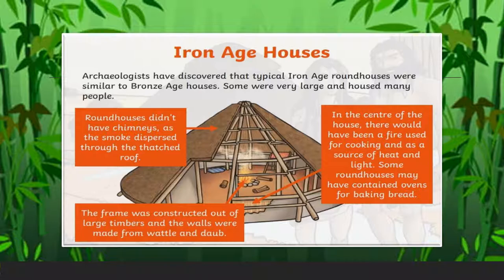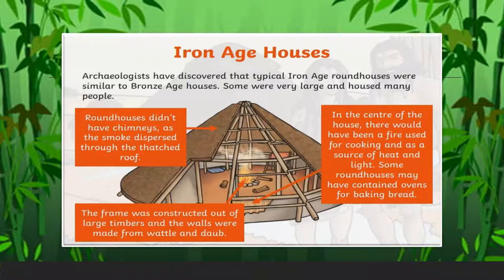Iron Age houses. Archaeologists have discovered that typical Iron Age round houses were similar to Bronze Age houses. Some were very large and housed many people. You can see the image. They have a chimney which helps the smoke disperse through the thatch roof.